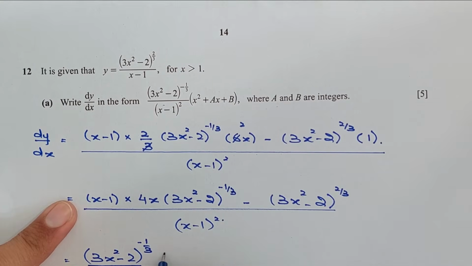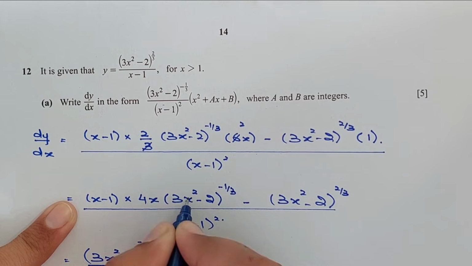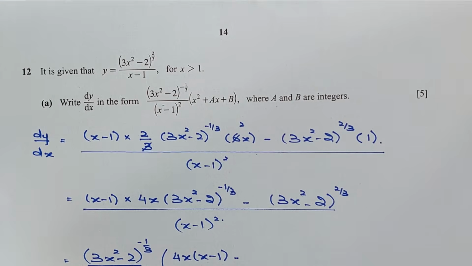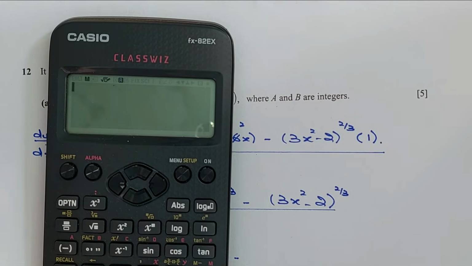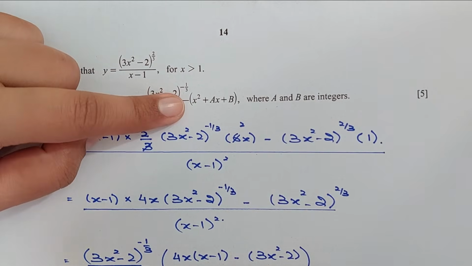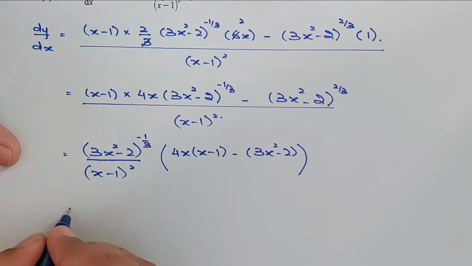What is left inside? So we are left with 4x times x minus 1 over here, minus, and if we divide it, yes, 2 by 3 this, and add 1 by 3, so its power is just 1. So 3x square minus 2. This would be a quadratic expression. Let me simplify that expression.